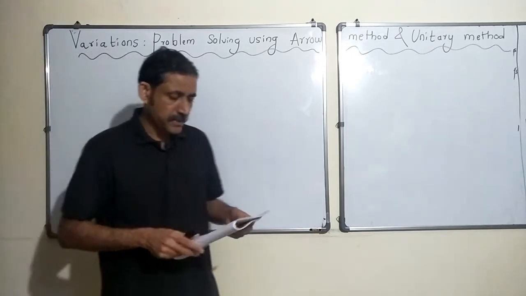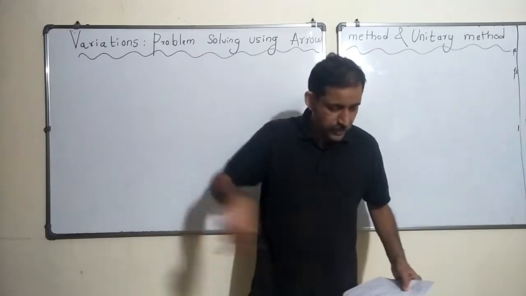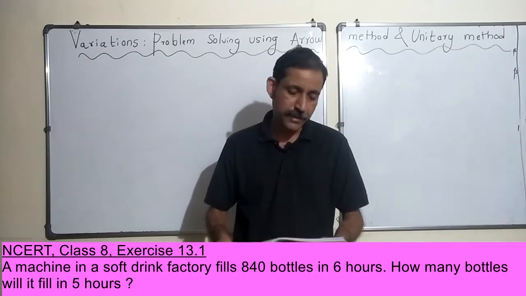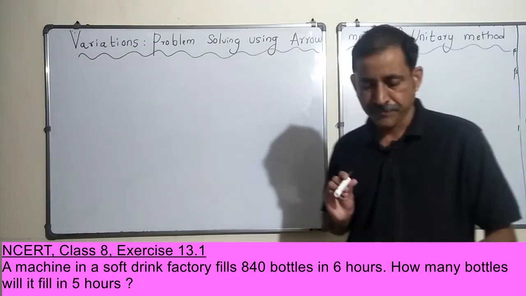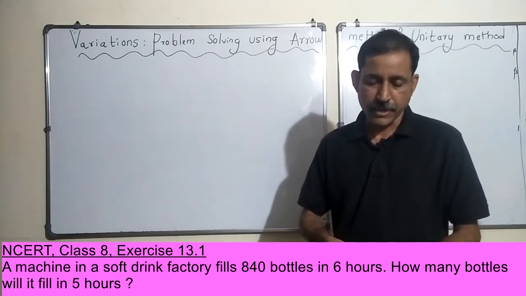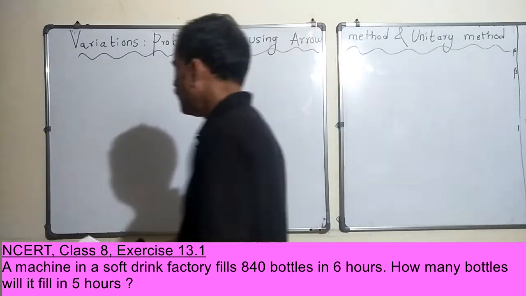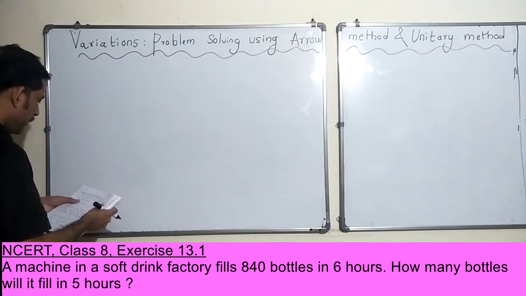So you can see the problem would be listed here somewhere. A machine in a soft drink factory fills 840 bottles in 6 hours. How many bottles will it fill in 5 hours? Okay. So let's solve this problem using the unitary method.